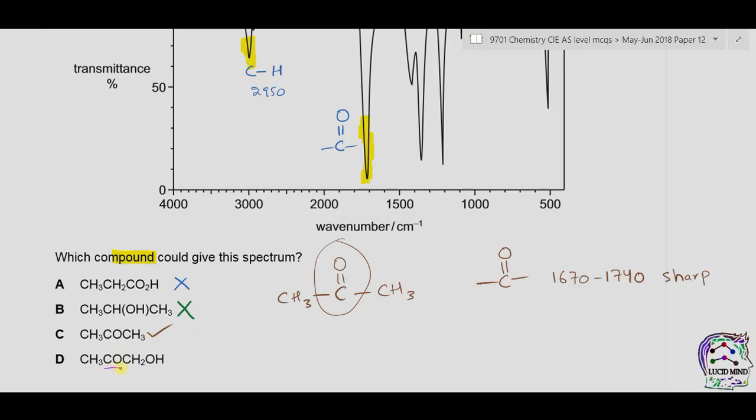In the last one we have ketone functional group and alcohol functional group. So we have CH3, then carbonyl carbon, then CH2 and OH group. Now the carbonyl peak is present around 1670 to 1740. We can see that it is around 1710, but the OH peak is absent. So therefore it is not D. The correct spectrum is of ketone, which is C.